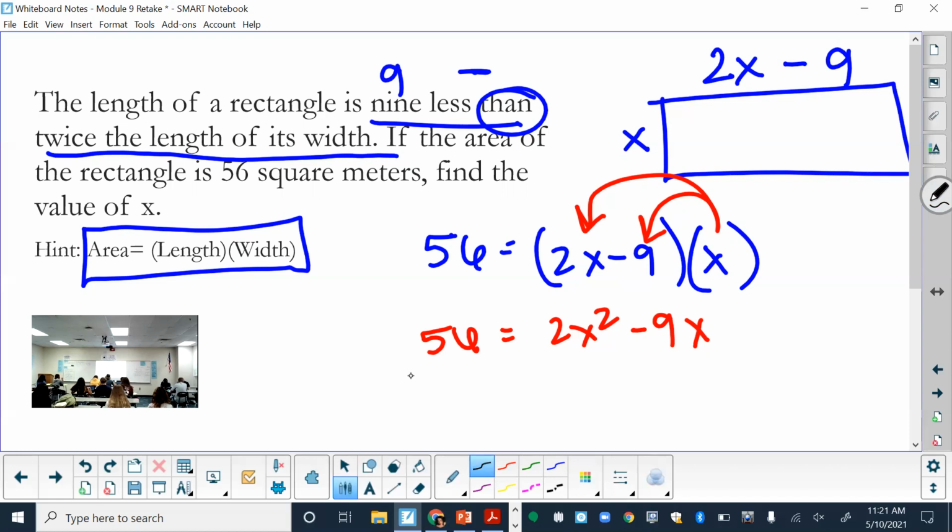Yes, you subtract the 56 because in order to solve it, you do need to set it equal to 0. So I'm setting this side equal to 0 by subtracting 56. And then what you do on one side, you have to do to the other.